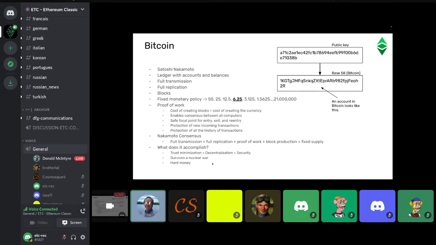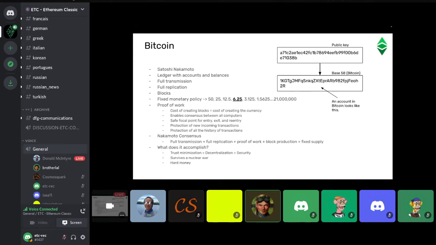And lastly, it's hard money. Finally, the goal of hard money of the Cypherpunks was accomplished with Bitcoin. Any questions? Any more questions about Bitcoin and this story and how proof of work works?